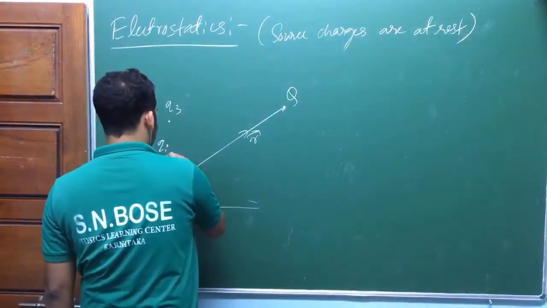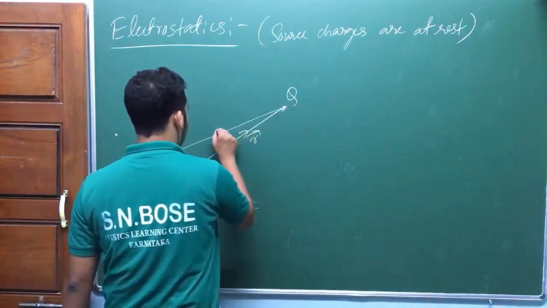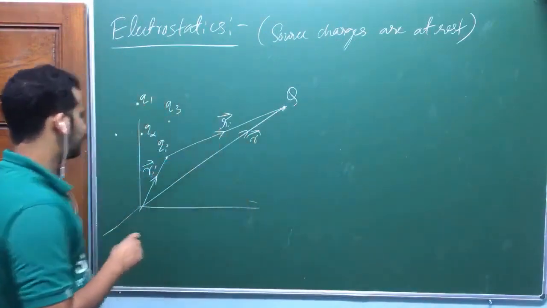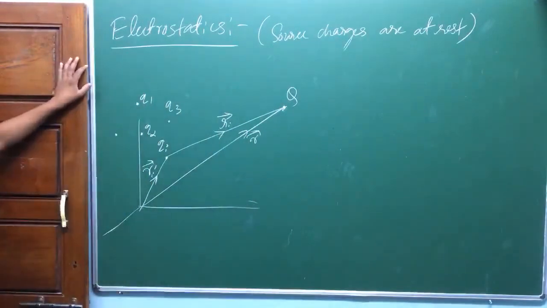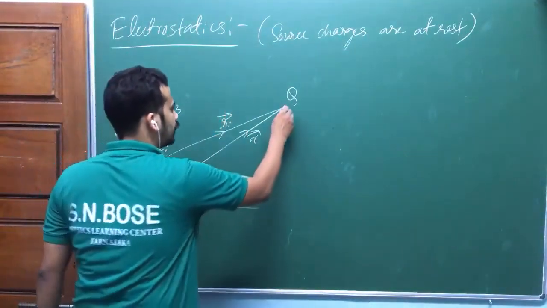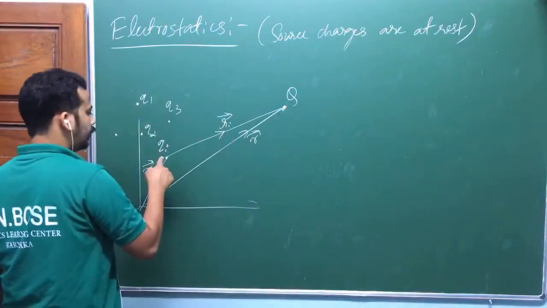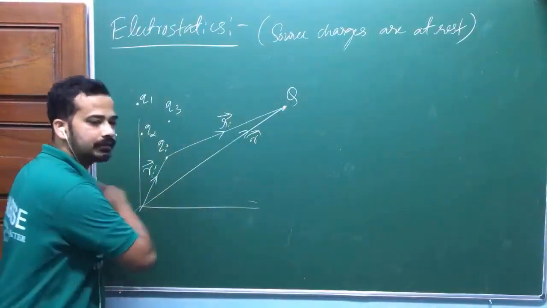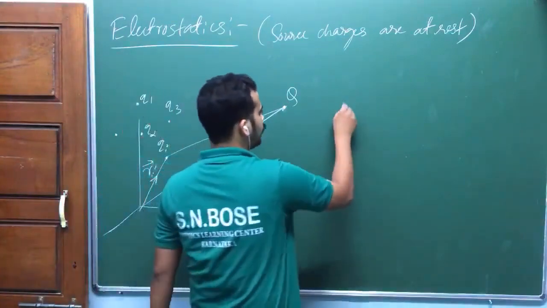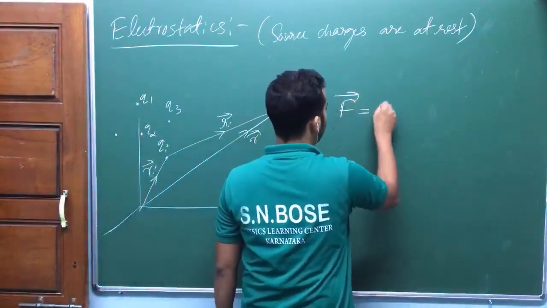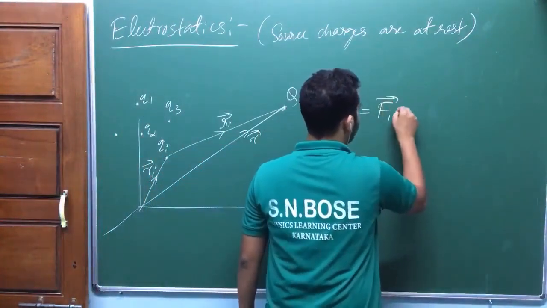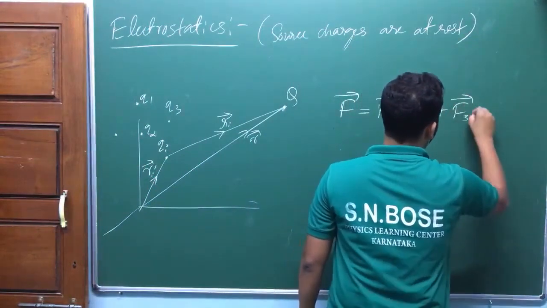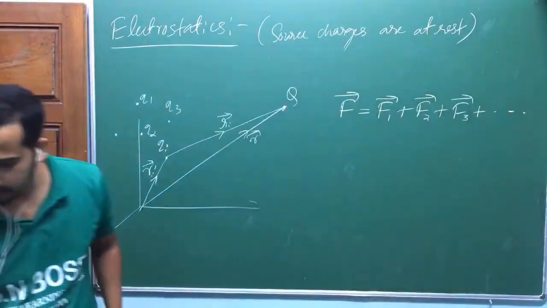Now again, this is a separation vector. Can I write this one as Ri vector, italic Ri vector? Now to find the net force on this one, I can find the force due to Q1, force due to Q2, force due to Q3, force due to Qi. I can vectorially add them, isn't it? That's why the net force we can write as F1 vector plus F2 vector plus F3 vector and so on. Am I right?